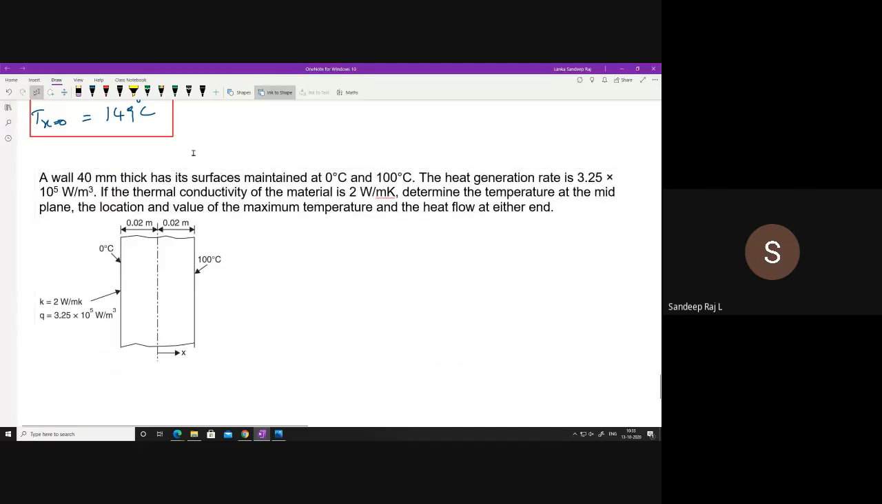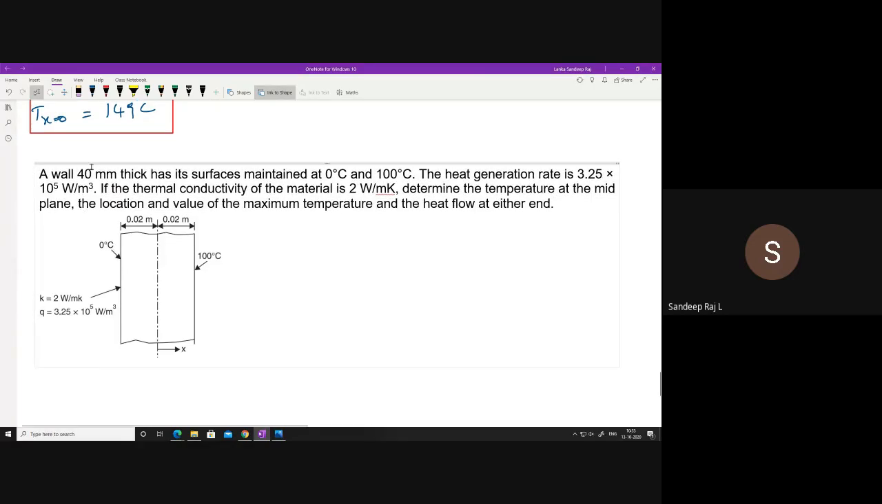Right here you have a wall of thickness 40 mm and its surfaces are maintained at 0 degrees and 100 degrees centigrade. The heat generation is 3.25 into 10 to the power of 5 watt per meter cube. The thermal conductivity is 2 watt per meter Kelvin. Determine the temperature at the mid plane location, T at x is equal to 0. What is x max? And T max is asked.